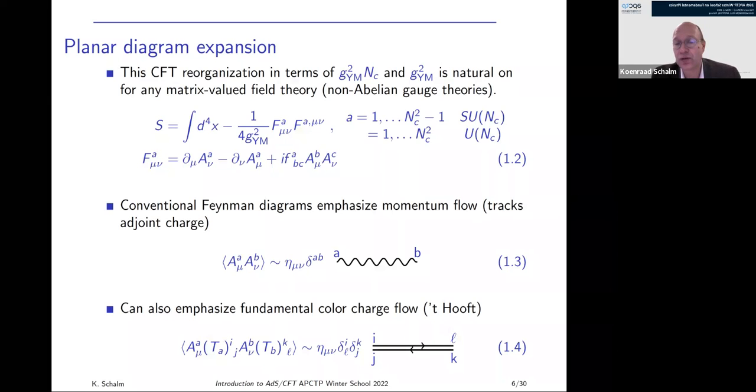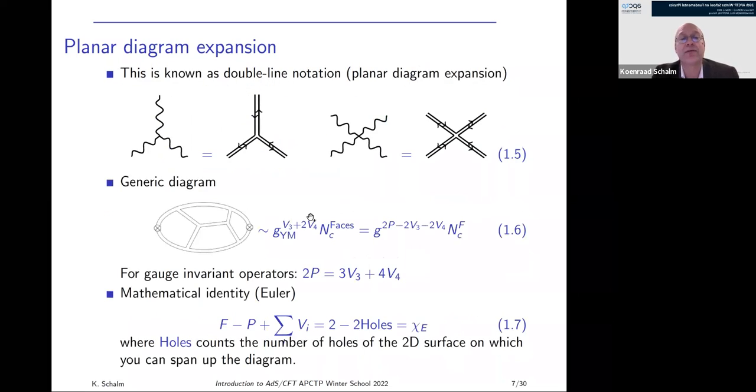And this is what's also known as the double line notation. You can do this not just for the propagator, but also for the higher point vertices. For the 3-point vertex, you get something like this. And for the 4-point vertex, you get something like this.